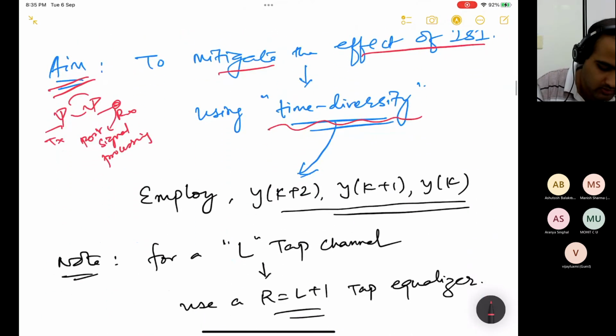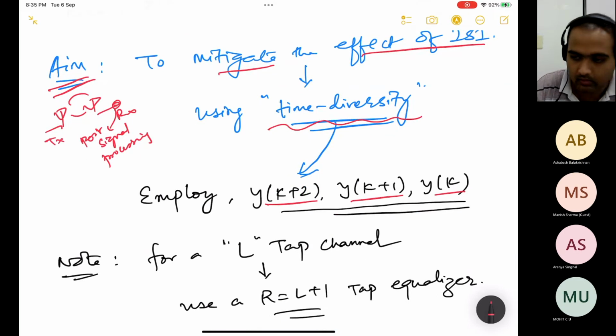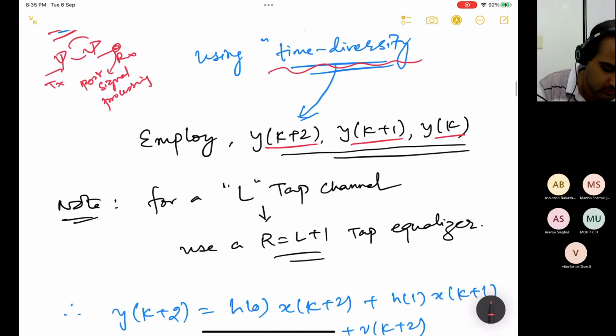What we'll do is we will take 3 observations at 3 different time instances.